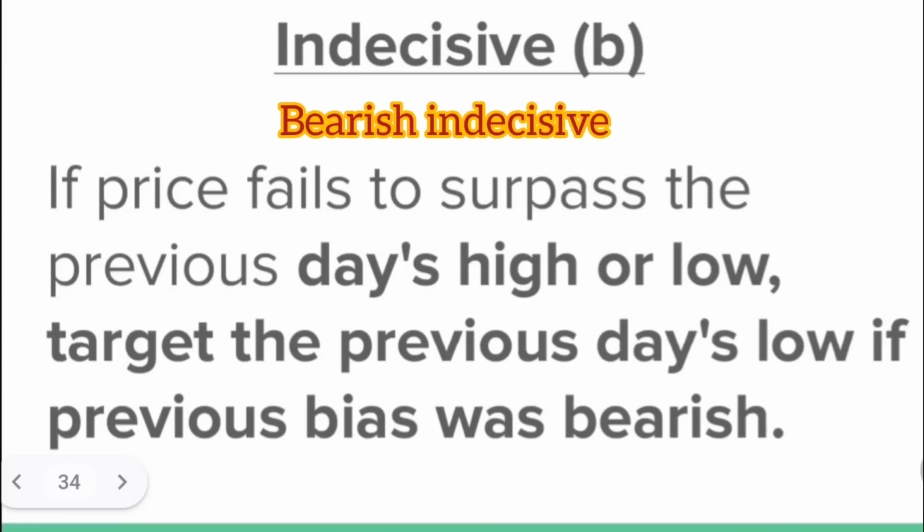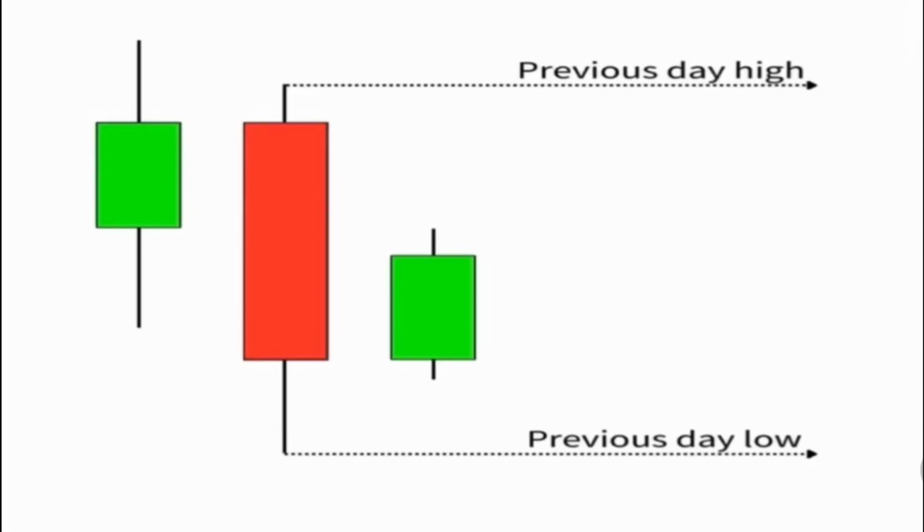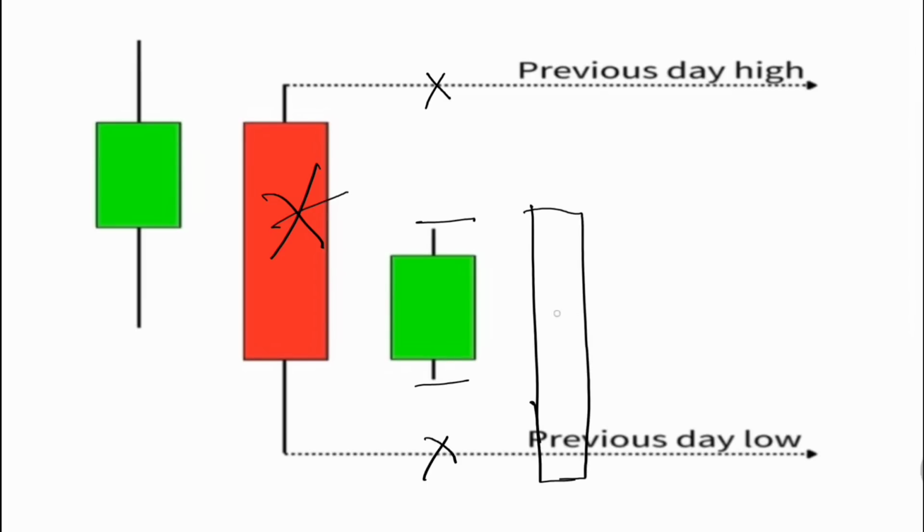For the indecisive, if price fails to surpass the previous day's high or low, target the previous day's low if the previous bias was bearish. What do we mean here? On this candle, price failed to close above this and to close below this. So my bias will be determined by this candle. We're going to have a bearish bias, but my entry will be determined by this candle.